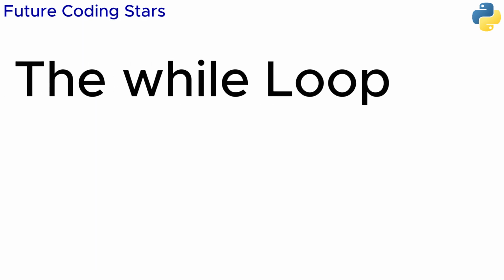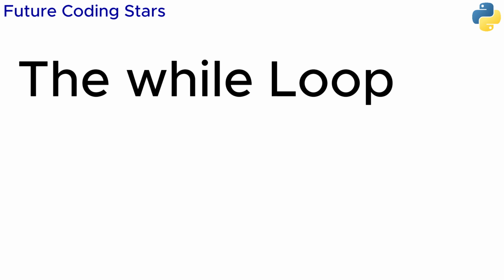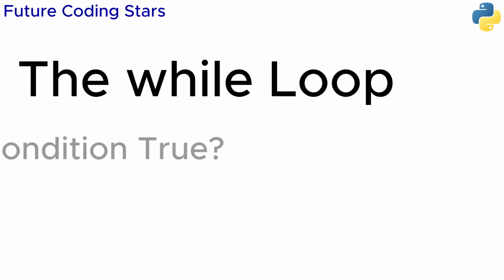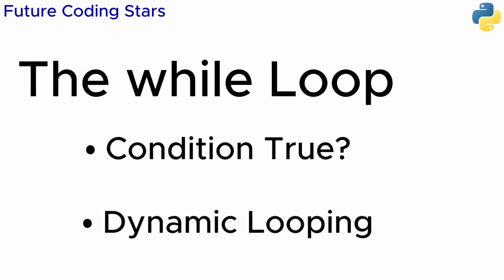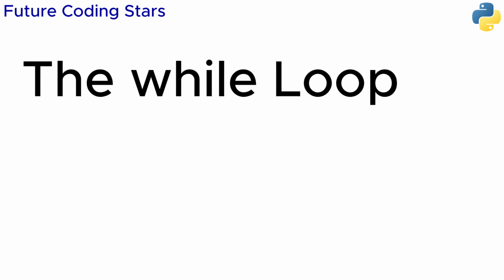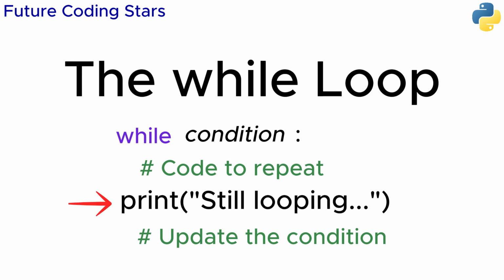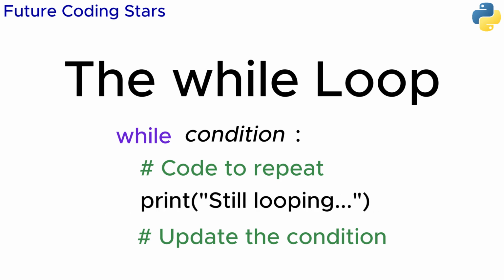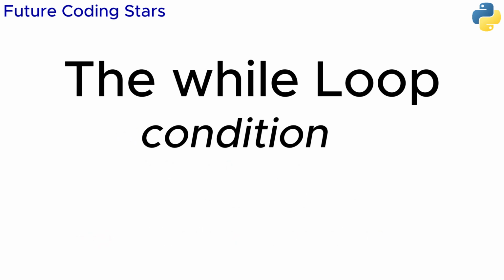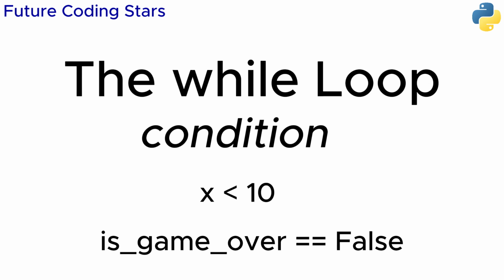Now let's look at the while loop. The while loop is different. It repeats a block of code as long as a certain condition is true. You don't necessarily know ahead of time how many times it will run. The structure is: while condition: code to repeat while the condition is true, print("Still looping"). Important, update the condition variable here. Here, the condition is something that can be either true or false, like x > 10 or is_game_over == False.